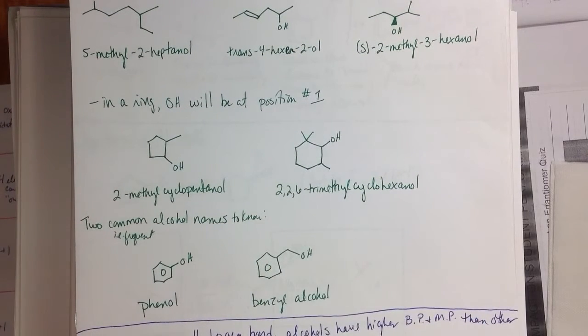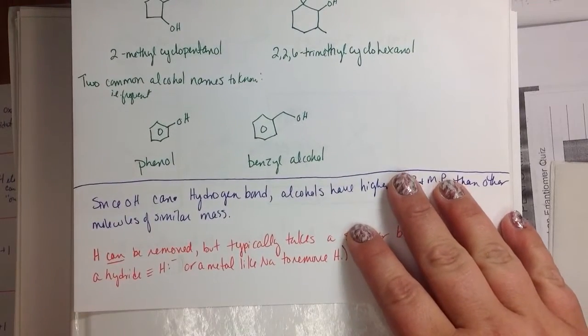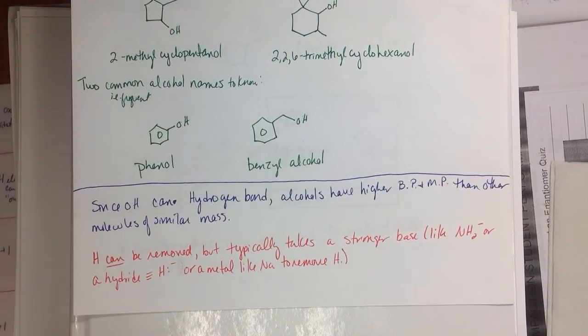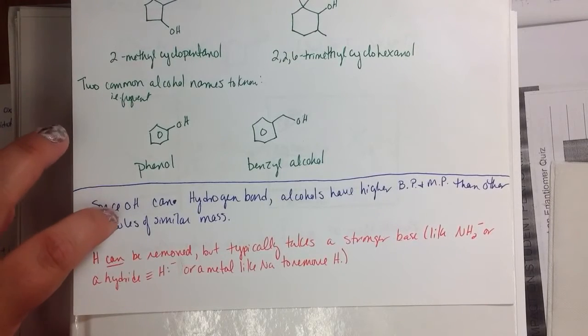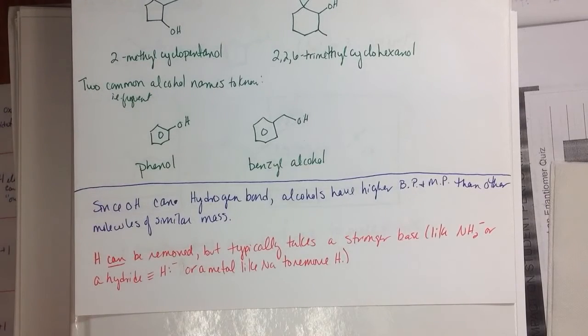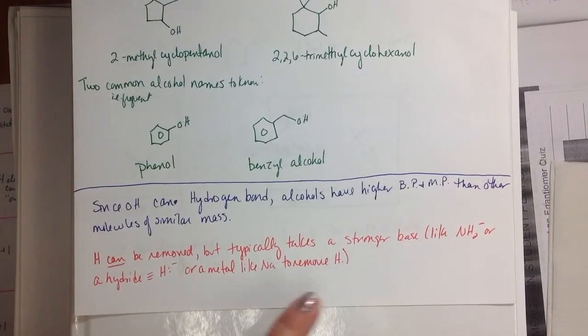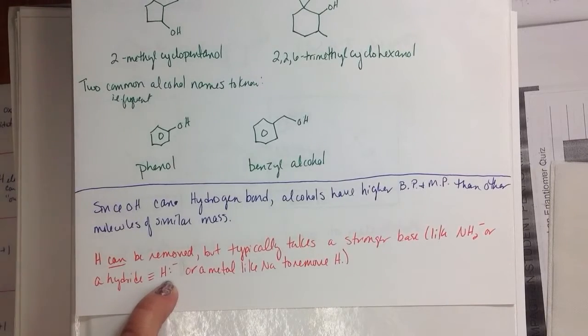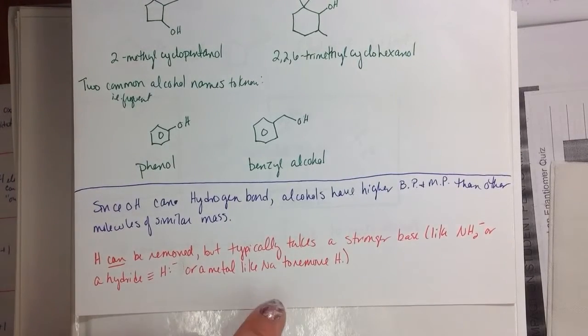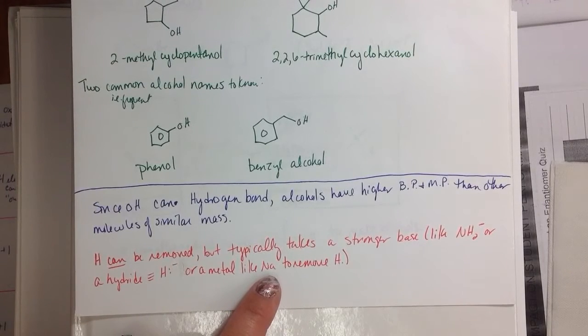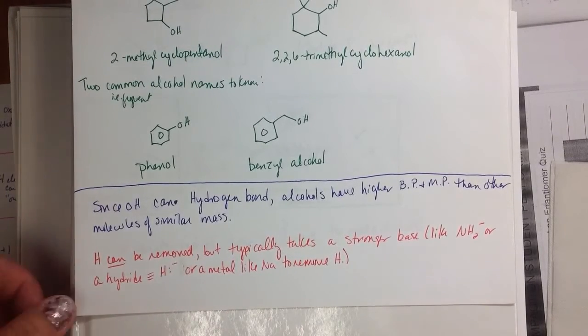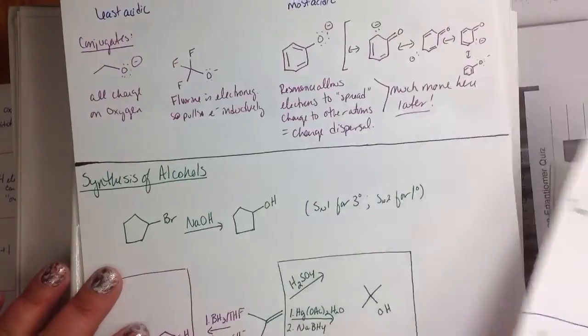Some common names that you should just commit to memory. This is phenol, and this is benzyl alcohol. As you may recall from general chemistry, OH can hydrogen bond. So alcohols are going to have a higher boiling point and melting point than other molecules of similar mass. You can remove the hydrogen from that oxygen, but it takes a pretty strong base, something like NH2- or a hydride, which we're going to talk about in a minute, which is H-, or something like a metal that doesn't have its charge yet, so it's just basically ready to get rid of electrons, and we'll talk about how that works later. Okay.